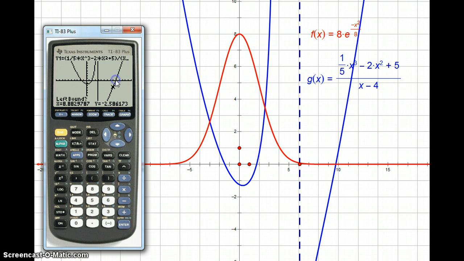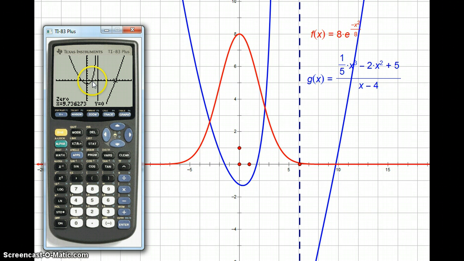I'm going to go ahead and find this 0 that's looking like it's out there near 10. And I'm going to stay to the left of it and hit enter. Then I'm going to arrow to the right of it and hit enter. And then I'm going to backtrack and get a decent guess of where it's actually at and hit enter. And the computer will refine that guess using an algorithm and tell me that the answer should be 9.736, 0. So we can see that we are actually laying on the x-axis.